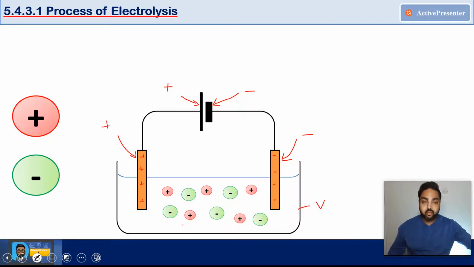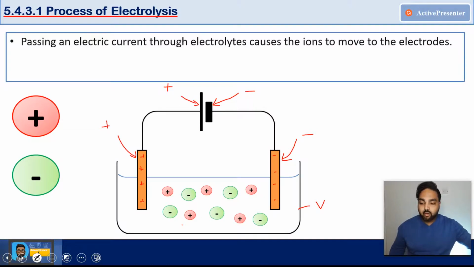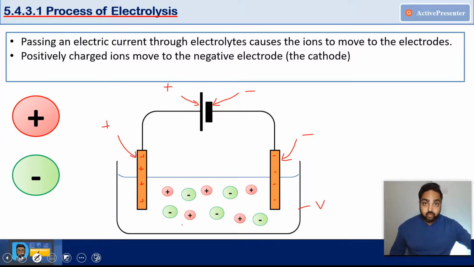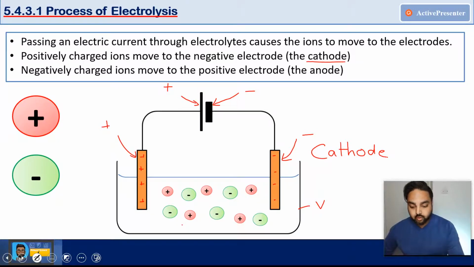So in this example, if we say sodium chloride and water, then I've got my ions that are now in the water. So what does all of that mean? Well, basically, passing electric current through electrolytes causes ions to move to the electrodes. Positively charged ions will move to the negative electrode because opposites attract, and hence the negatively charged ions will move to the positive because opposites attract. Okay, now notice what I've said here. The negative electrode is called the cathode, so this one here is called the cathode, and the electrode which is positive is called the anode.